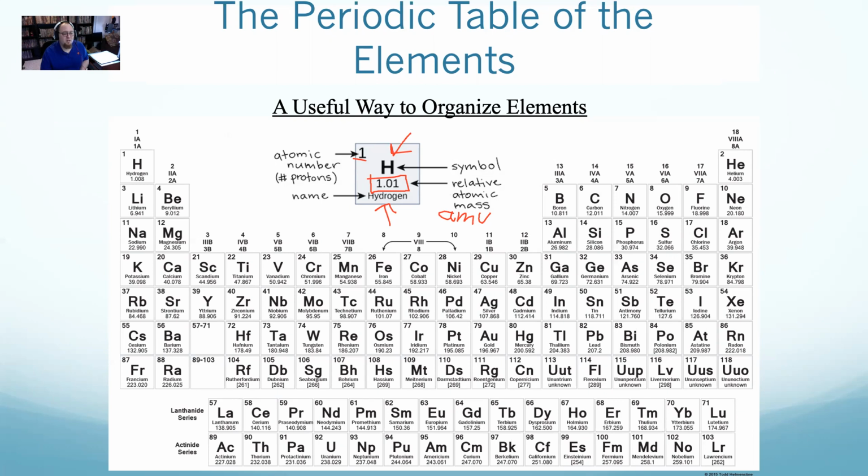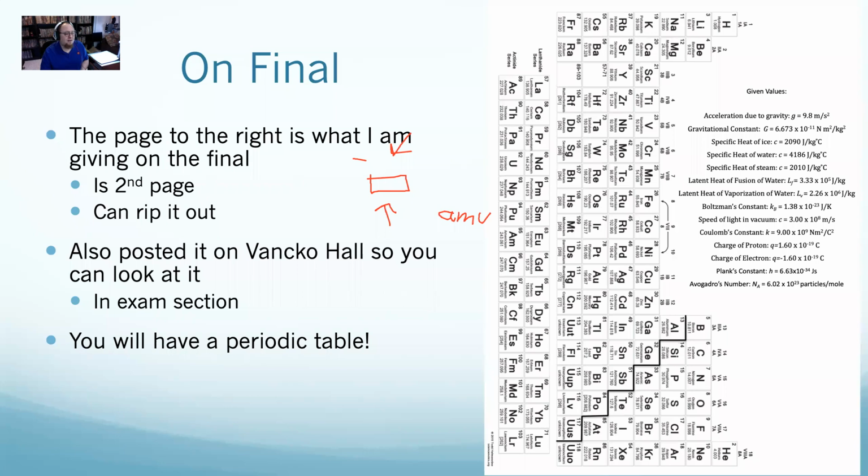It is of note, you will need a periodic table for the homework. You will need it for the final. This is kind of an old slide. This is what I would have given you in an in-person final, just like this. For you guys on the final, there will be a page at the beginning with all of the given values and this periodic table. Or at least, I don't know if it's this one or if I give a link to one. I forget exactly how I did it. But there will be a periodic table linked in the final. I've also posted this periodic table on Vanco Hall. So if you needed a periodic table for the homework, you can just go to Vanco Hall. Or as I said, you can just Google them.